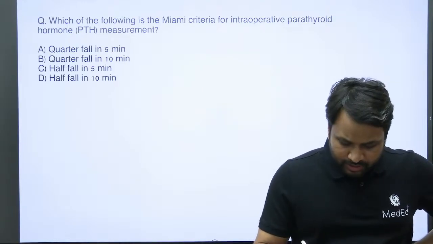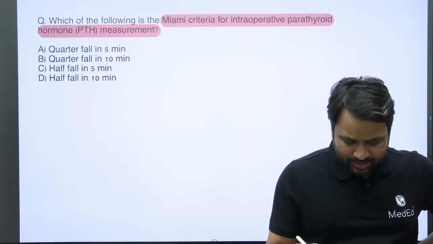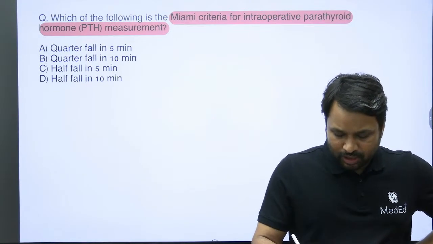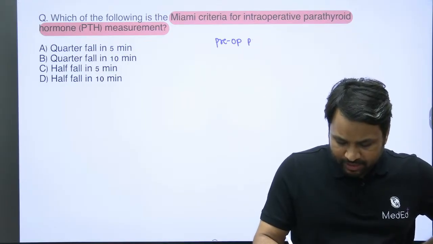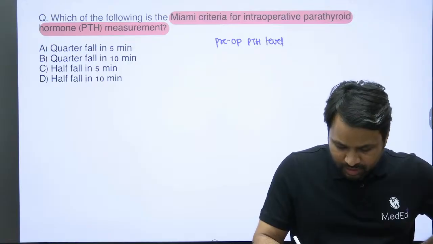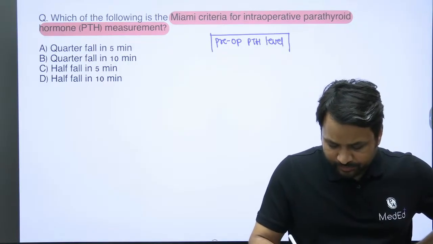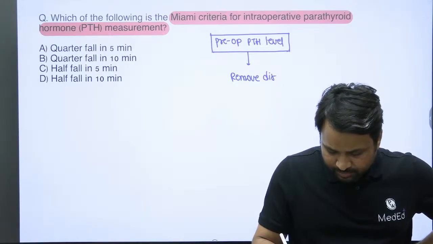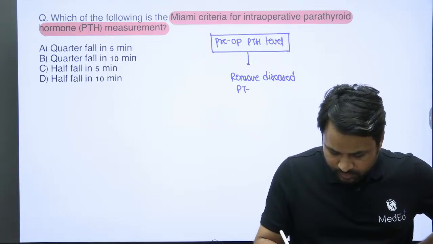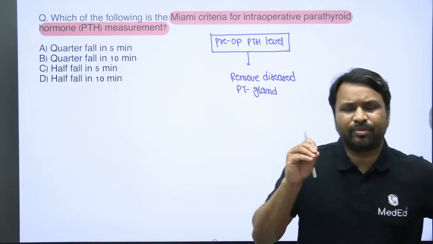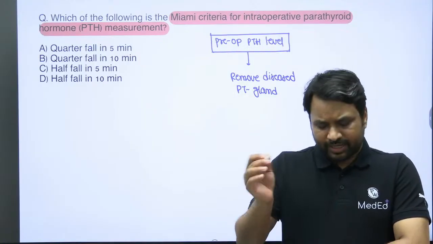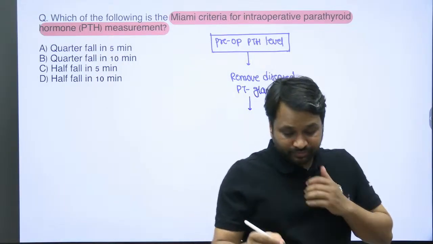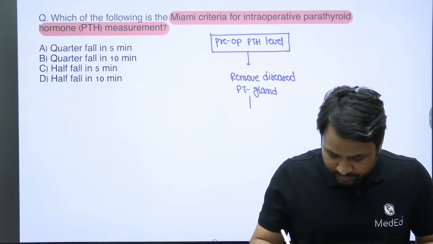The next question: which of the following is the Miami criteria for intraoperative parathyroid hormone measurement? Look, Miami criteria is very, very important. What the Miami criteria basically tells you is to do a pre-operative parathyroid hormone level. This is what you measure. Then you remove the diseased parathyroid gland. Now, this diseased parathyroid gland can be because of adenoma, hyperplasia, or any other component as well. Now, measure intraoperative parathyroid hormone levels.